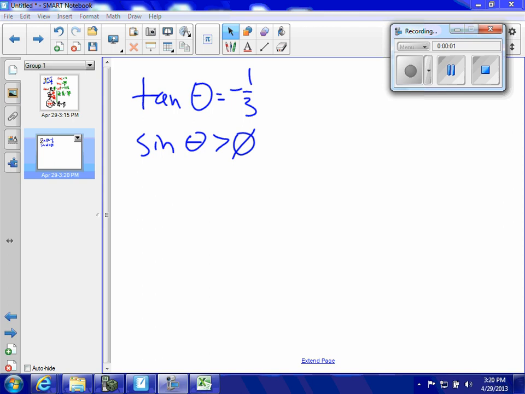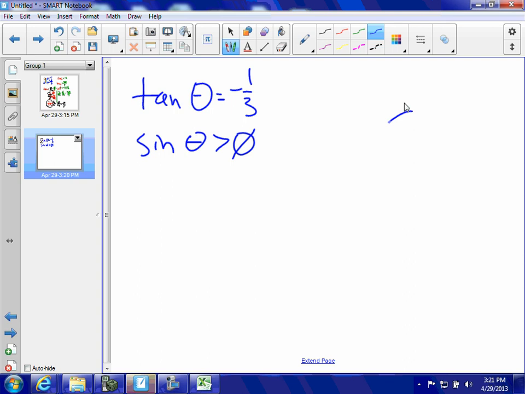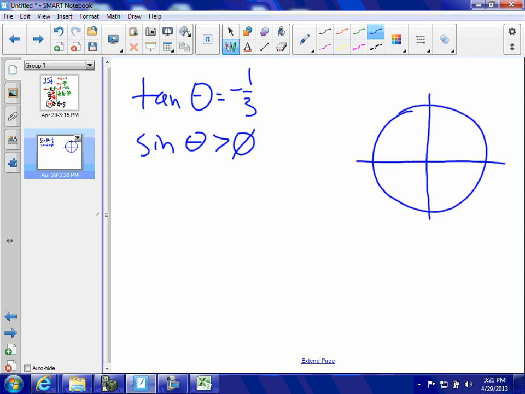In this problem, I'm given tan theta as negative 1/3, and I'm also told that sine theta is greater than 0. So I needed this information, so I'm going to make a little circle here, just my quadrants. And I have quadrant 1, 2, 3, and 4. All students take calculus. So my tangent is negative.